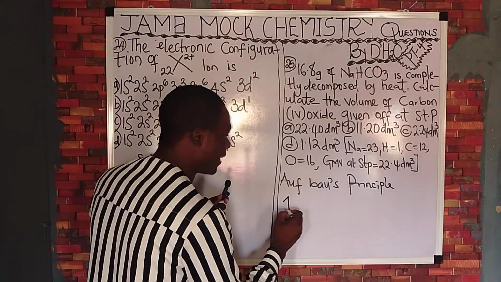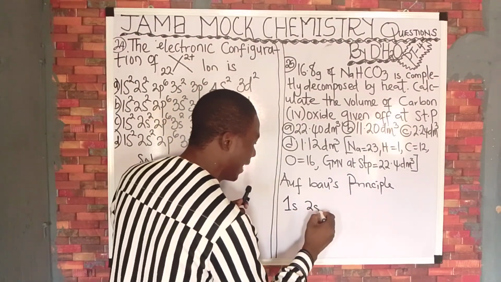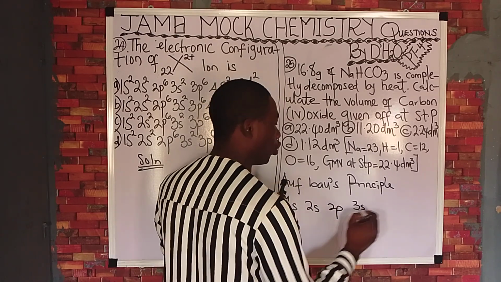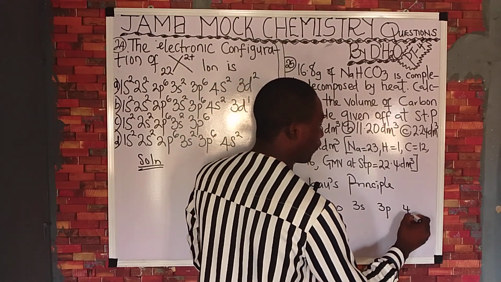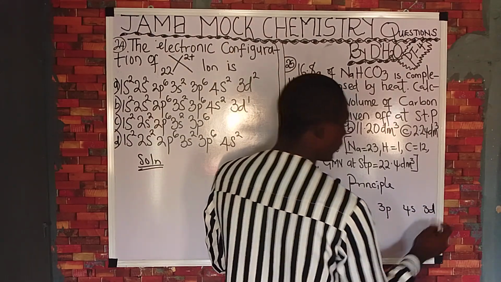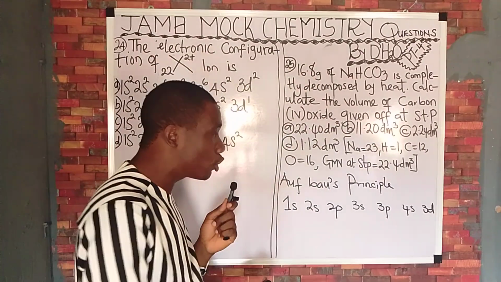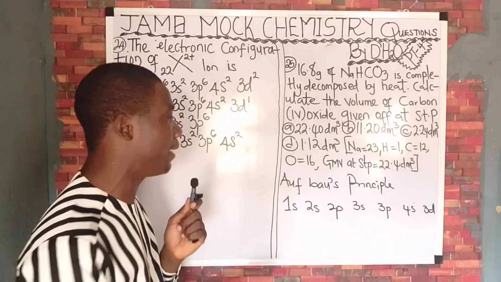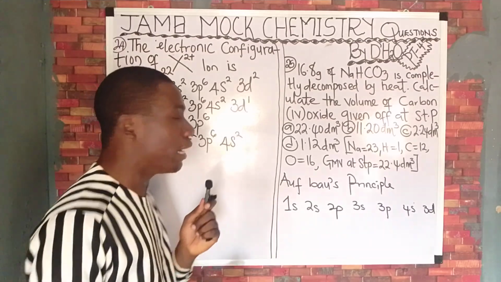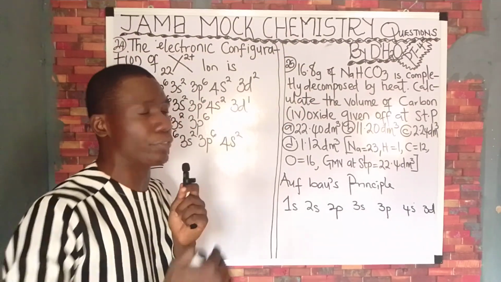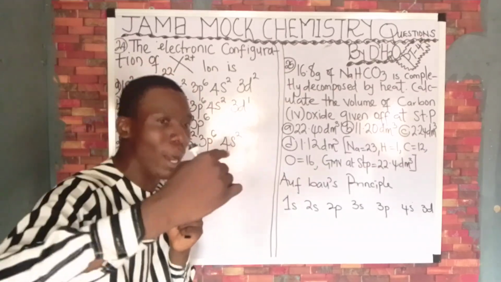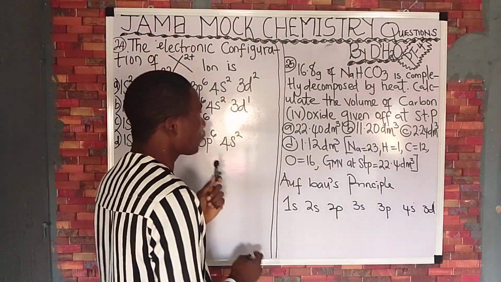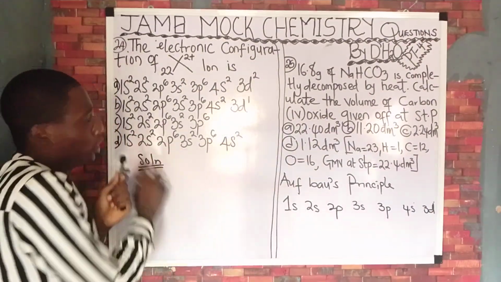Now, you have 1s followed by your 2s followed by your 2p, and then you have 3s followed by your 3p, and then you have 4s followed by your 3d. For your first 20 elements, the electron ends in the s orbital, the 4s orbital. For the first 20 elements, that is from hydrogen to calcium. Then when you get to your transition metals, which is from scandium, which is number 21, and onwards, we have the d orbitals.